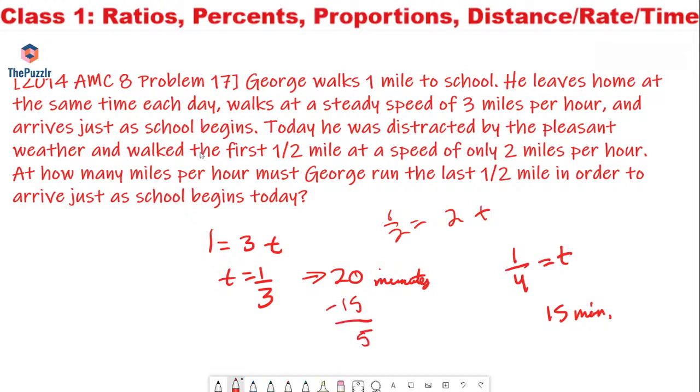And he has to go 1/2 mile in 5 minutes. 1/2 mile in 5 minutes? Well, there are 12 5-minute intervals in an hour, right? So we multiply his 1/2 mile by 12 to get 6. So if he runs at 6 miles per hour, he'll arrive just as school begins today. And that is the answer to 2014 AMC 8, problem number 17.